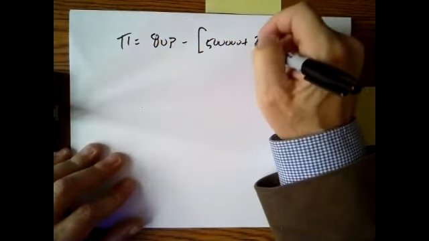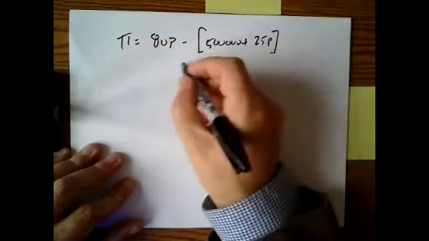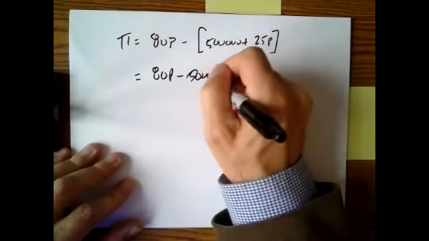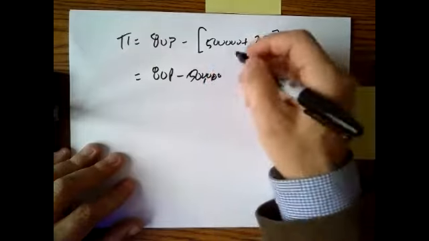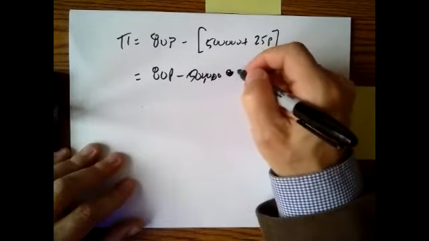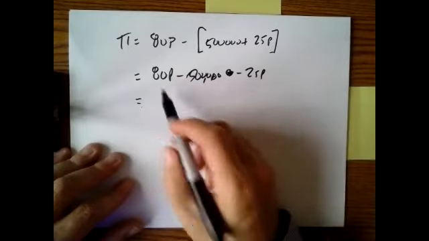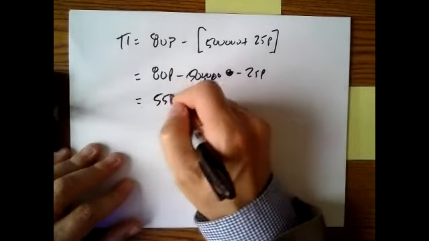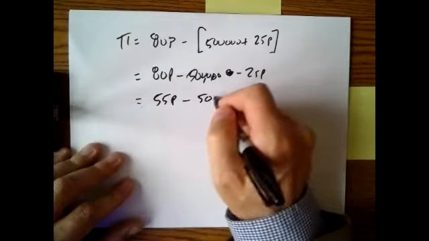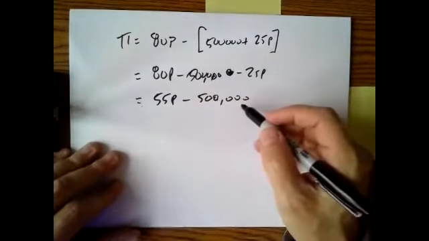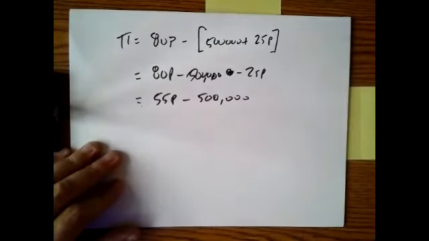500,000 plus 25p. If we distribute the negative, it's 80p minus 500,000 minus 25p. Consolidating terms, 80p minus 25p gives us our 55p minus 500,000. So profit is equal to 55p minus 500,000.